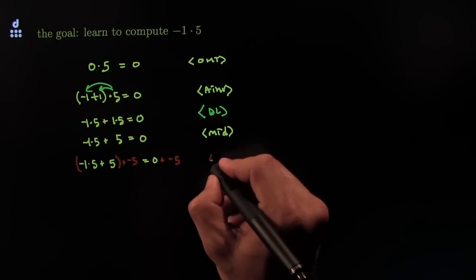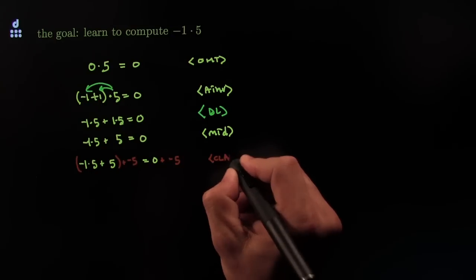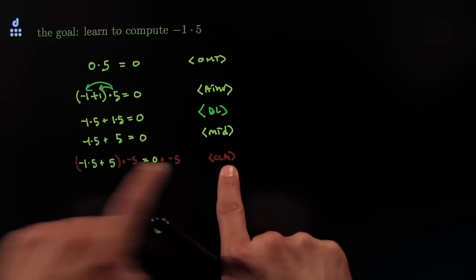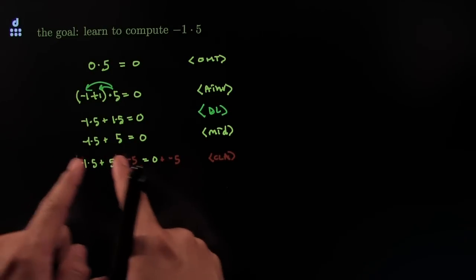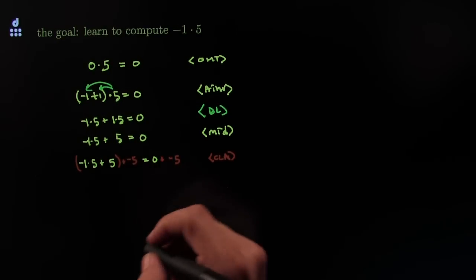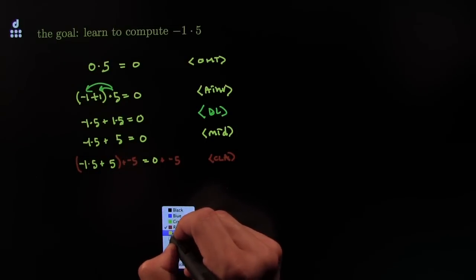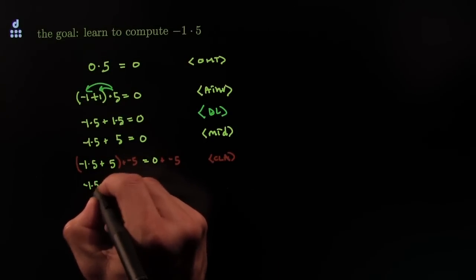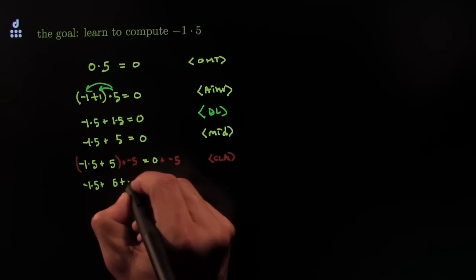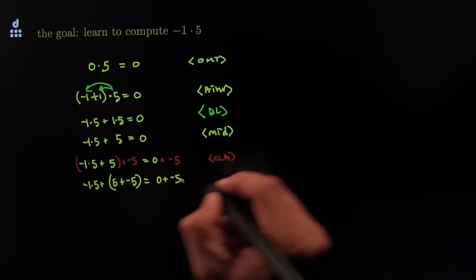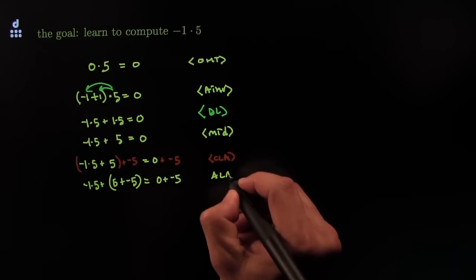I'll justify this step. This is cancellation law of addition. It means add stuff to both sides. Okay? And then we're going to slide the parentheses over, and these are going to kill each other. So, let's do that. So negative 1 times 5 plus 5 plus negative 5. That's equal to 0 plus negative 5. That's called associative law of addition.